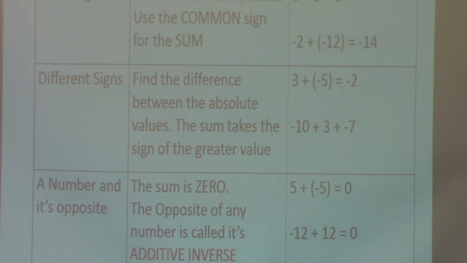And then finally, one last concept here, a number and its opposite. The sum is 0. The opposite of any number is called its additive inverse. So when you have a number and its opposite and you add them, it ends up being 0. 5 plus negative 5 is 0. Negative 12 plus 12 is 0. If I give you $5 and I take $5 away, you have nothing. Okay? Does it make sense?